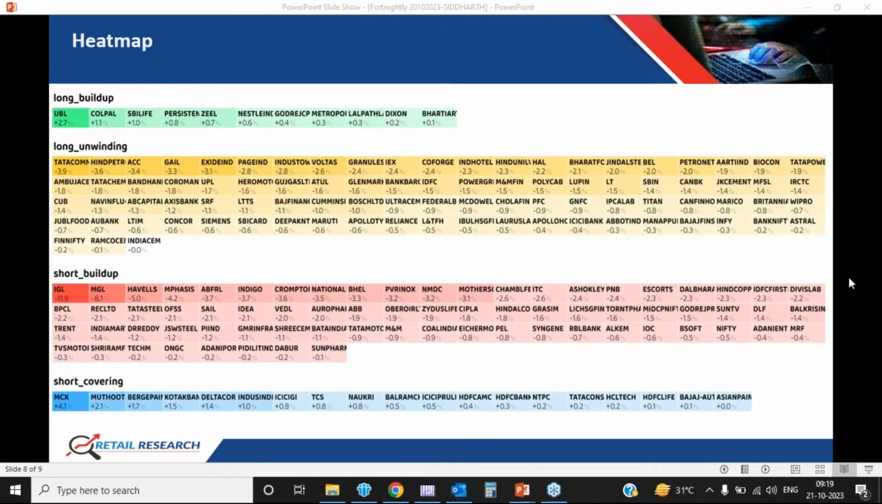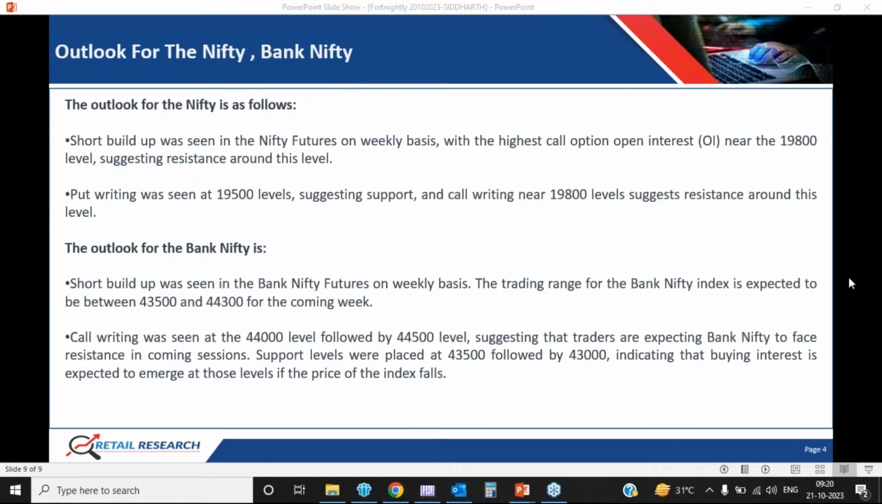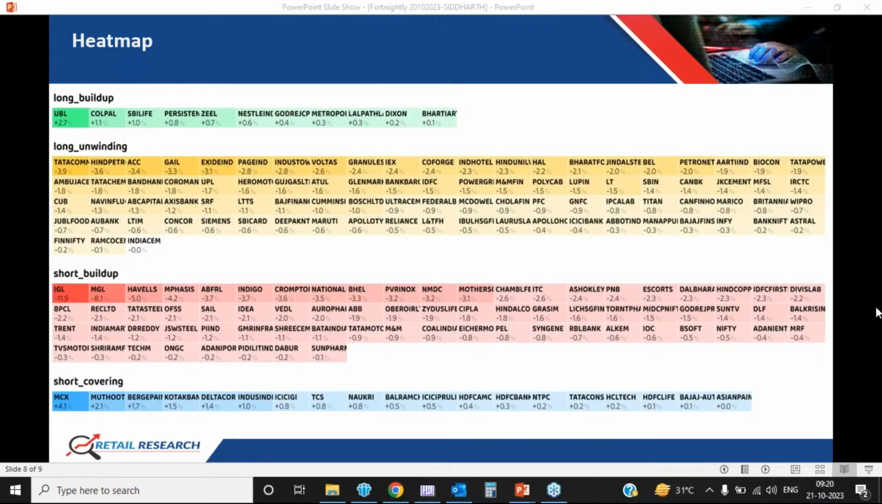This is a heat map of yesterday's closing. SBI and Persistent see a long build-up position, while ACC and Ambuja Cement are seeing long unwinding. Short build-up is seen in gas companies IGL and MGL. Previous slide, Nagaraj. Short build-up was in IGL and MGL, and short covering was seen in M&M and Muthoot Finance. You can go to the next slide.